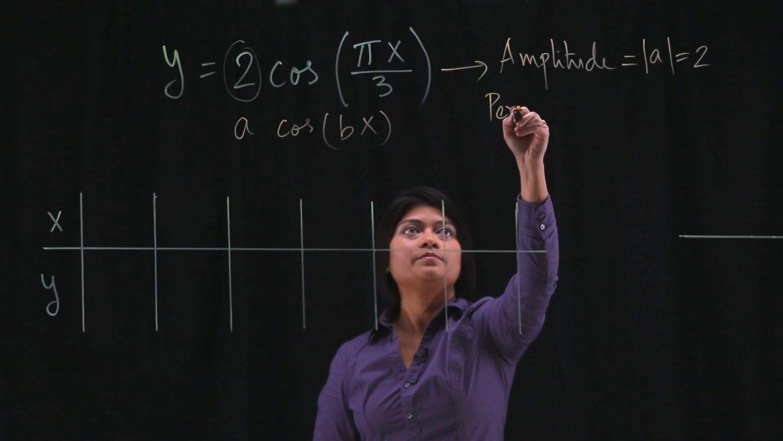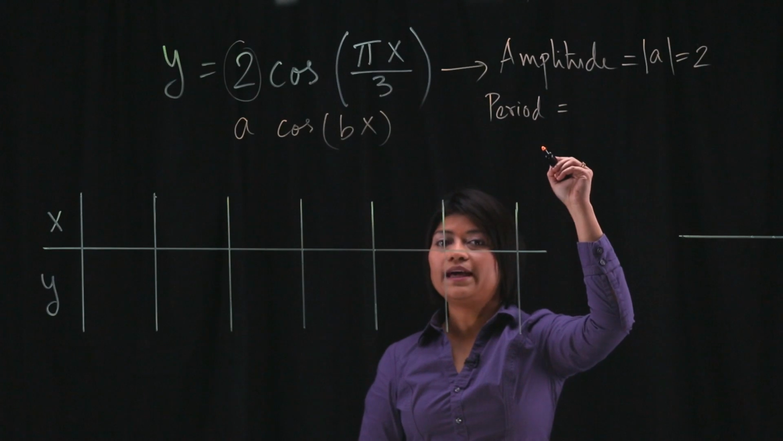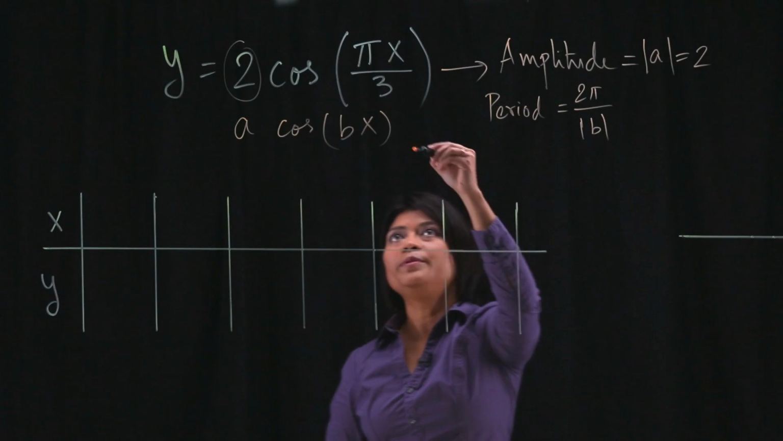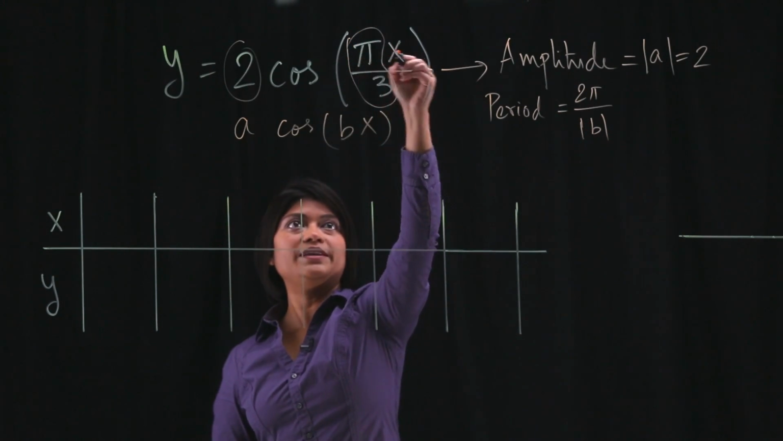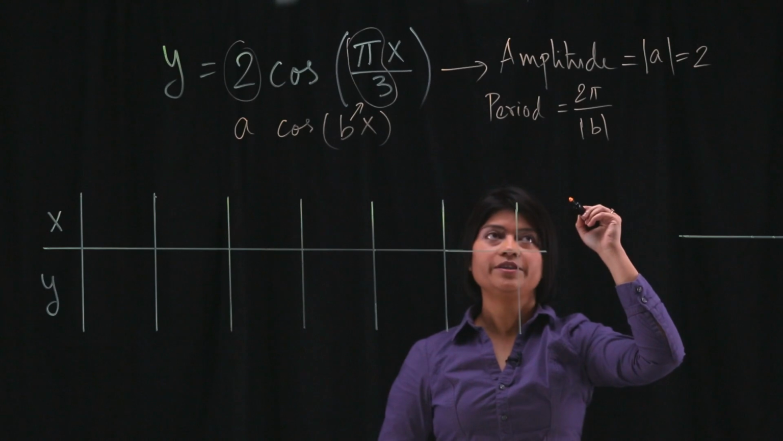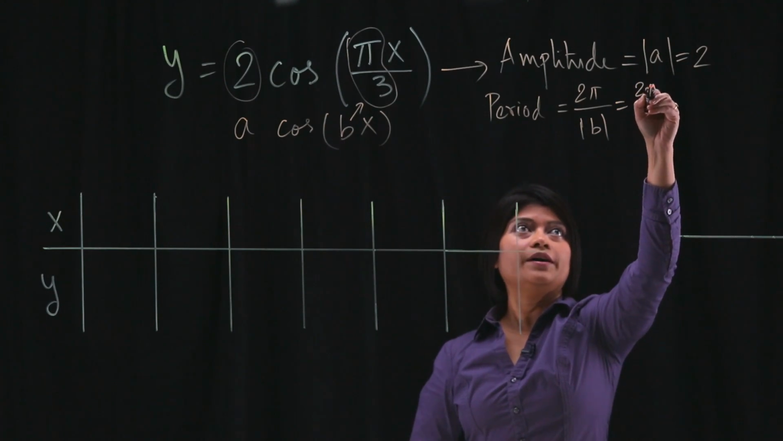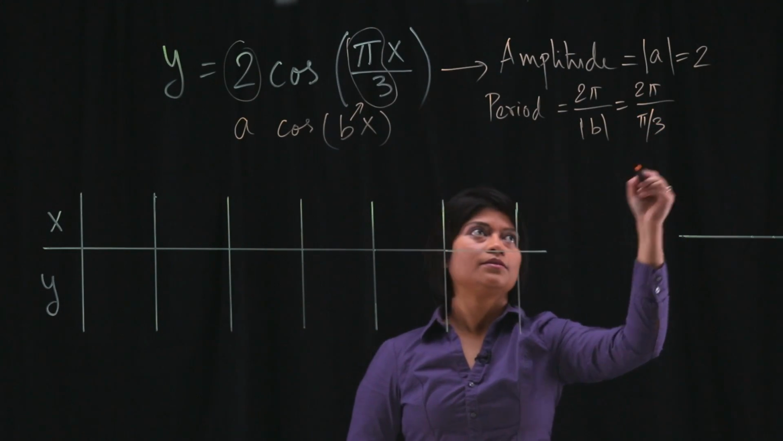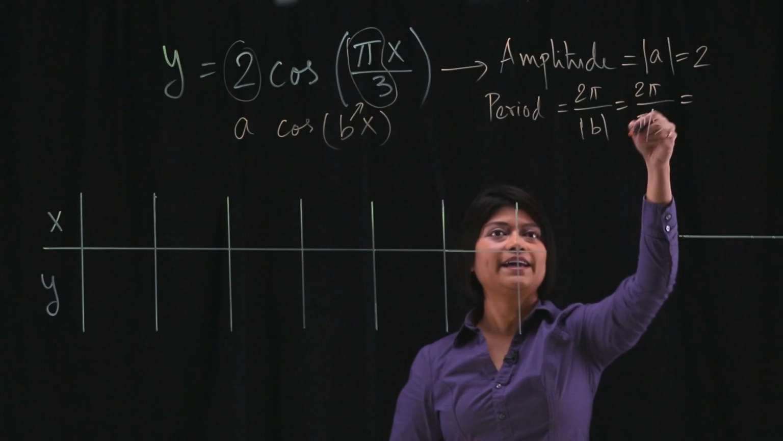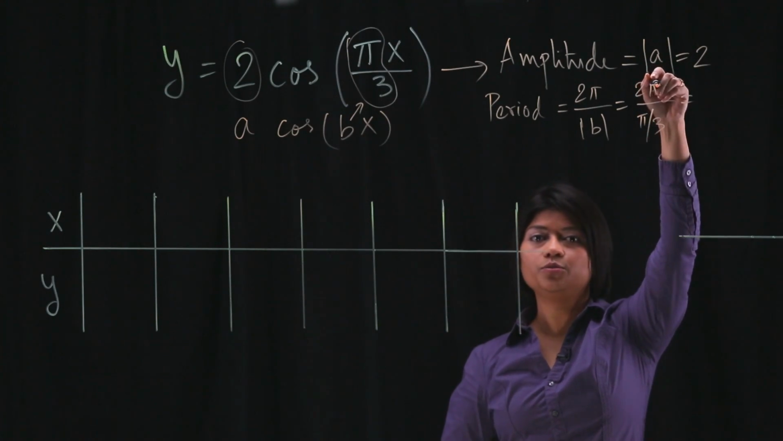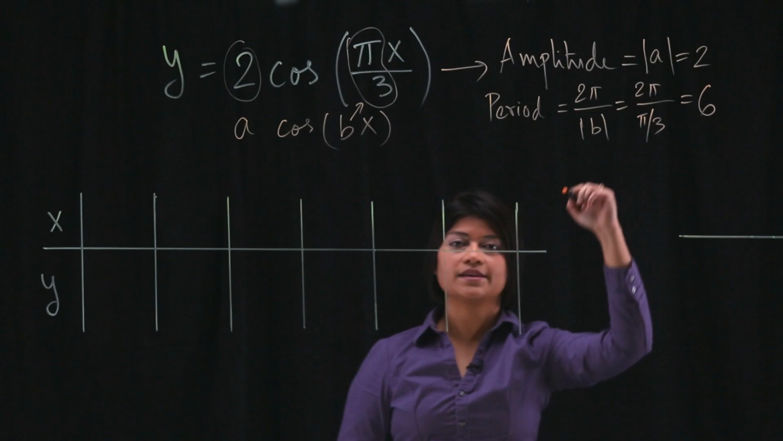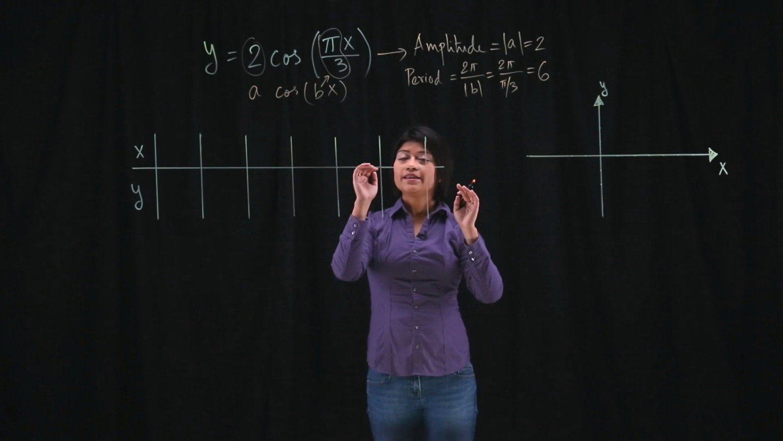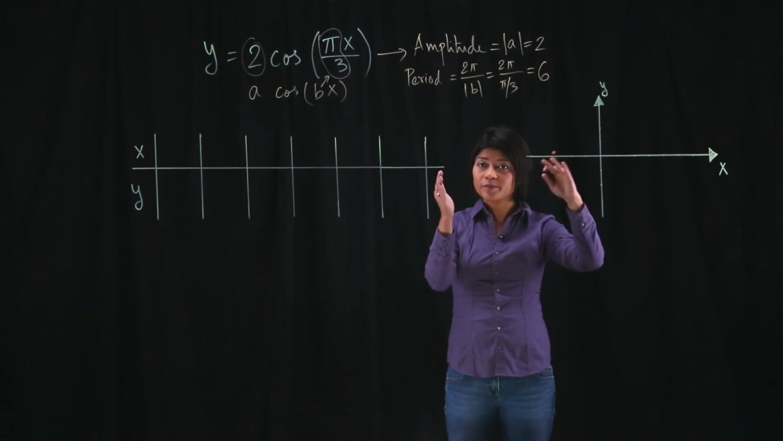And what is the period? Well, that is 2 pi over absolute b, and b is right here, right? bx, so b is pi over 3. So this will be 2 pi over, well, absolute value of pi over 3 is just pi over 3. And then when you simplify it, the pi cancels, you bring the 3 to the numerator, and it'll be 6.